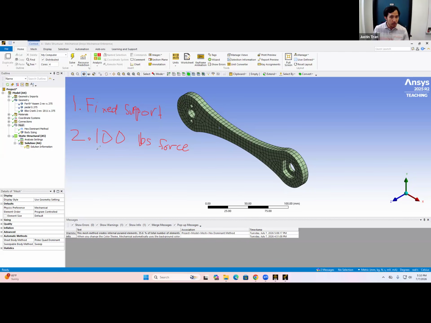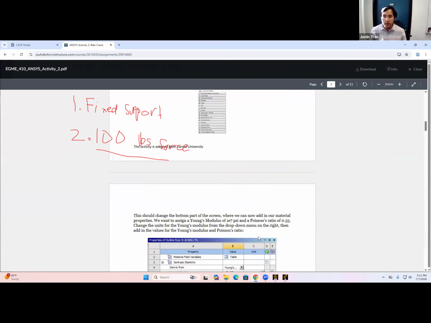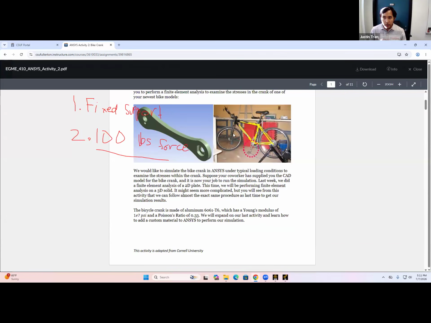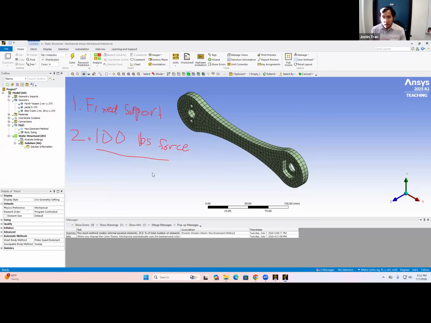Let's work backwards, actually, and work on the 100-pound force. If you read the scenario we're aiming to simulate, if you go back to the project specs, we are simulating a scenario where someone is pushing down on this bike crank with the force of their weight. That's what the 100 pounds is meant to represent, and we want to apply it in a way that puts the bike crank in danger of failure. This 100-pound force is meant to emulate a person's weight as they're trying to pedal.